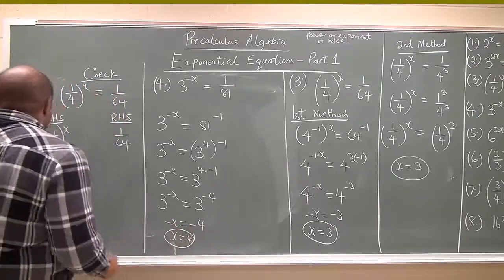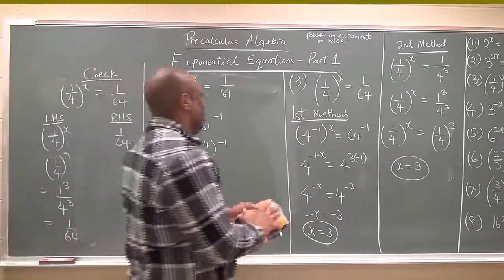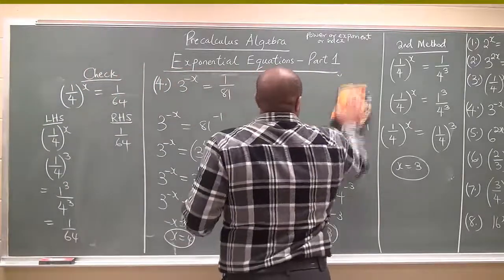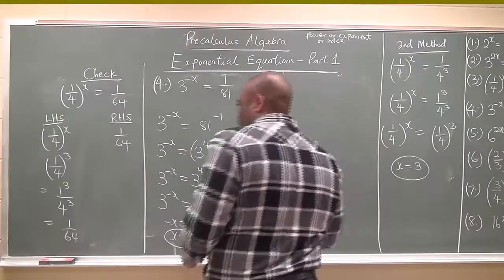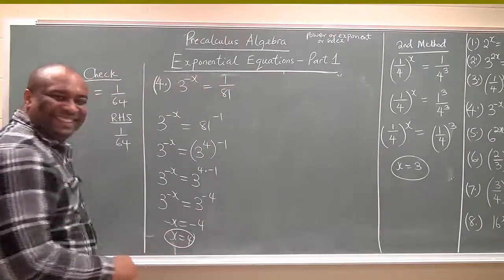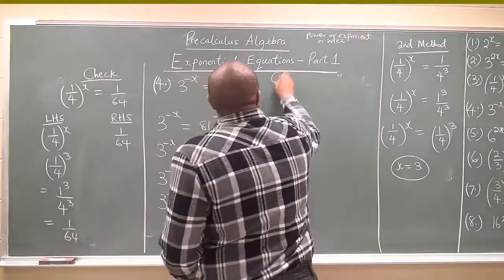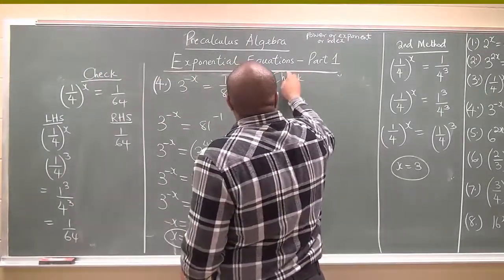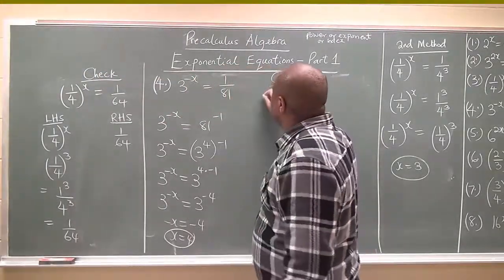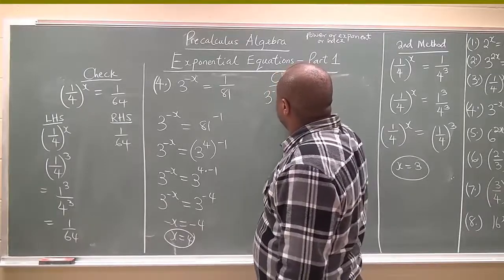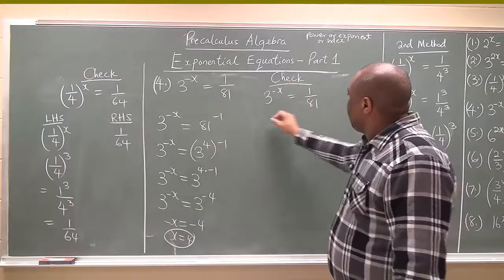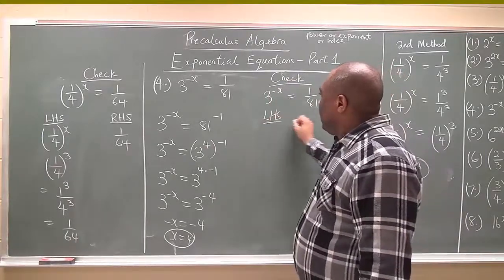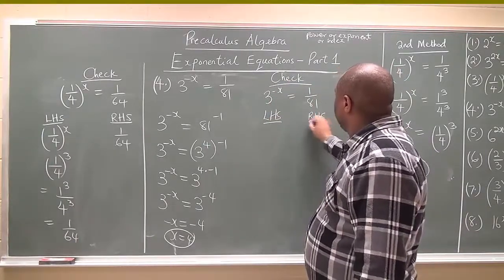Now, what next do we have to do? We check. We have to check our work to see whether the left-hand side is equal to the right-hand side. Okay, so we check. And when we check, we write the main problem. Then we write the left-hand side, and then the right-hand side.